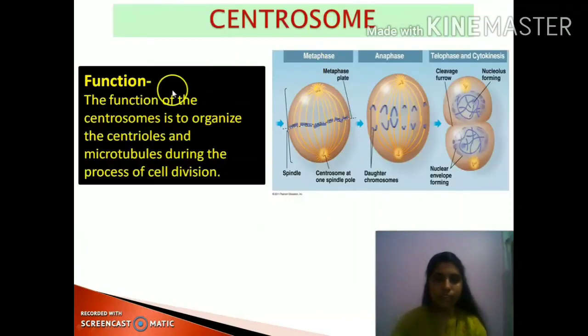Now see, the function of centrosome is given. The function of centrosomes is to organize the centrioles and microtubules during the process of cell division. That is, the centrosomes help to organize the centrioles, and the centrioles in turn help to synthesize and organize the spindle fibers. That means centrosomes also indirectly contribute towards the process of cell division. Am I clear to all of you? Okay.